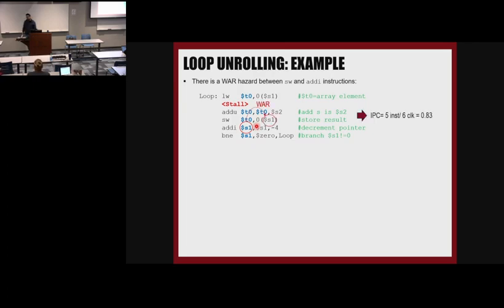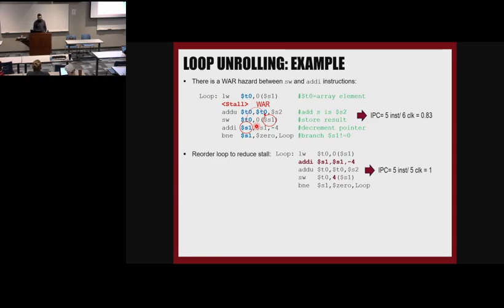It gives us 0.83 IPC. But then we fix it that way, then this is the case that we were looking for. Right? We're getting an IPC of 1. So far, we're not talking about superscalar. It's just the scalar processor running this code on it.